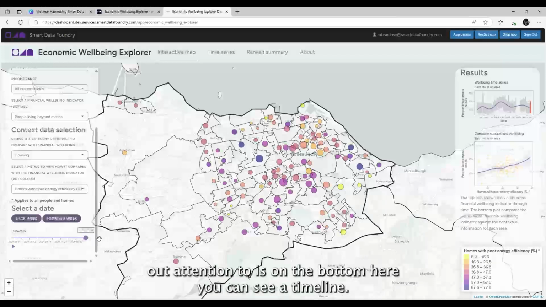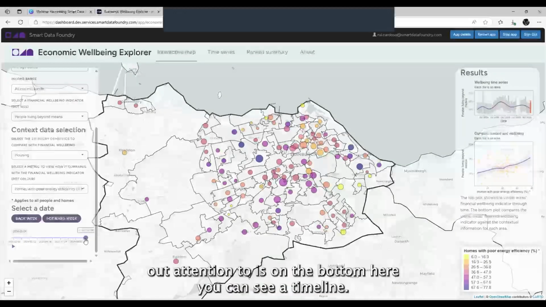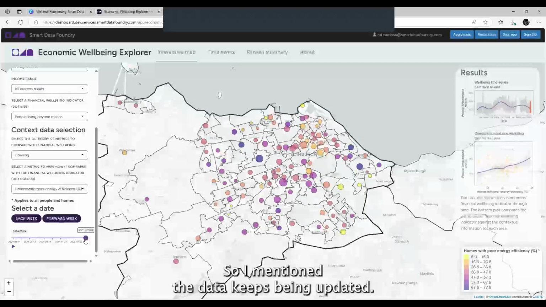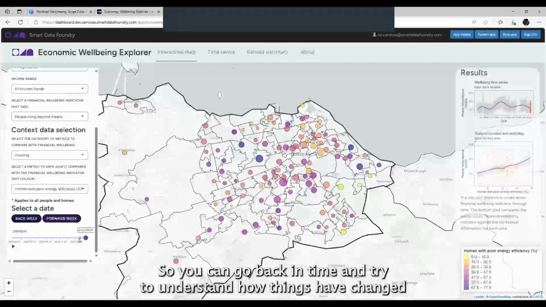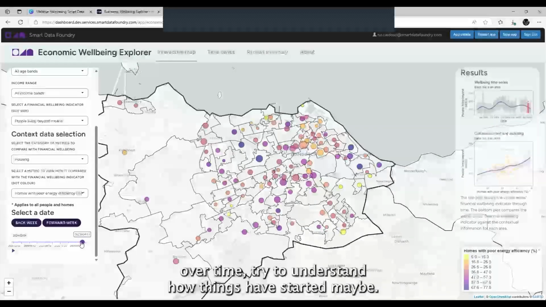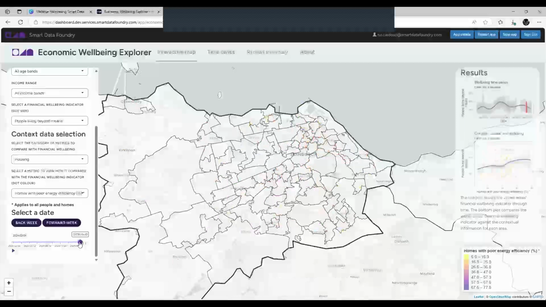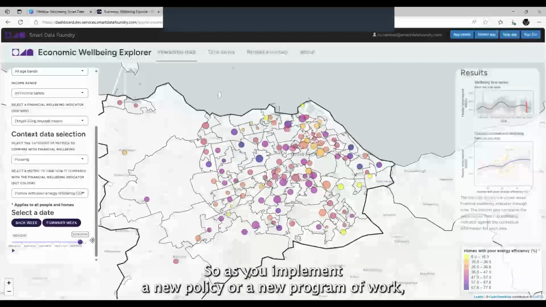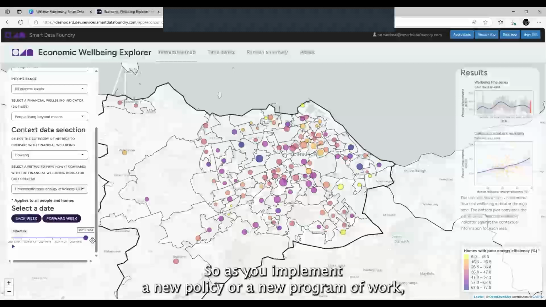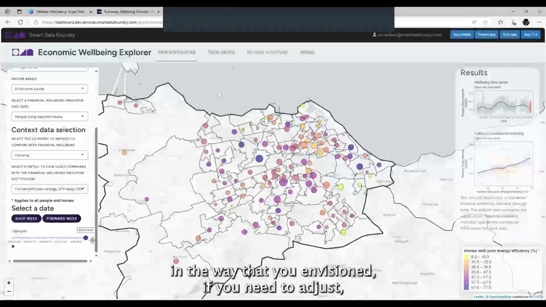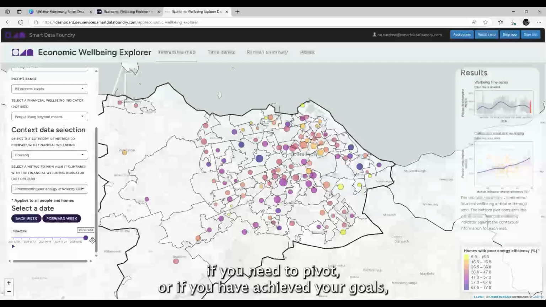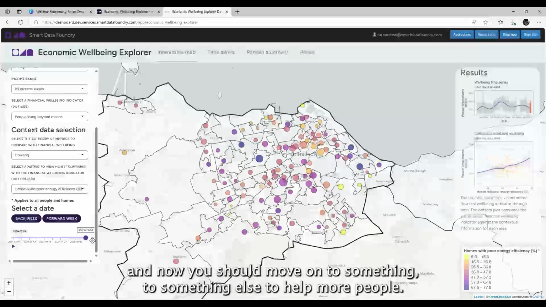Another thing to point attention to is on the bottom here, you can see a timeline. So I mentioned the data keeps being updated, and we also keep older data within the dashboards. So you can go back in time and try to understand how things have changed over time, how things have started maybe. But we also keep updating data. So as you implement a new policy or a new program of work, you can keep checking on the data and checking if those things are working in the way that you envisioned, if you need to adjust, if you need to pivot, or if you have achieved your goals and now you should move on to something else to help more people.